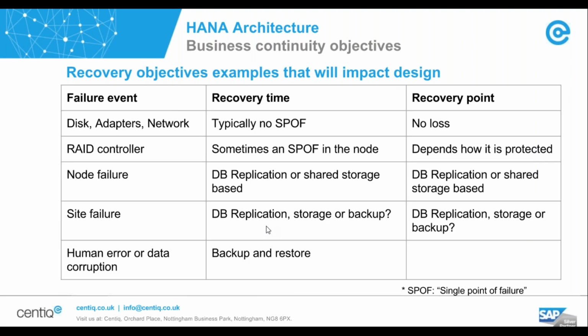So here I've taken the same table and suggested what the impact on your architecture might be. Right at the top, the basic stuff like disks, adapters, network, you'd expect there to be within a single node in your system. You wouldn't expect to see a single point of failure, so you wouldn't expect any one of those components to bring the system down.